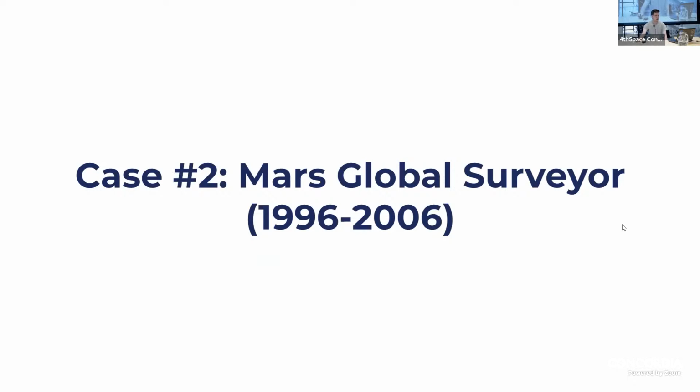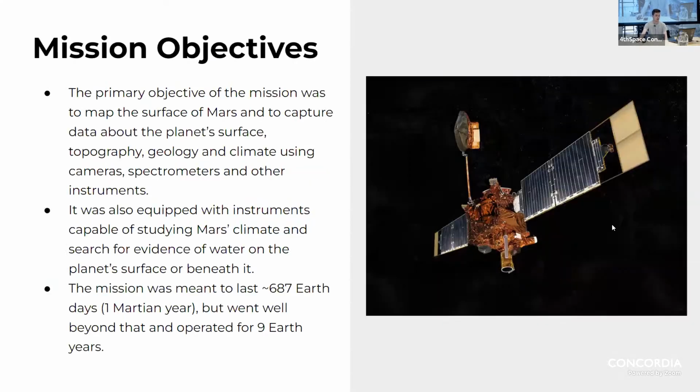Next example, the Mars Global Surveyor. This is a satellite which was designed to map the surface of Mars, capture data about its topography, its geology, its climate. It had a lot of different tools such as cameras, spectrometers, and different instruments to be able to achieve that. One of its main missions was also to find evidence of water on the surface of Mars or beneath it.